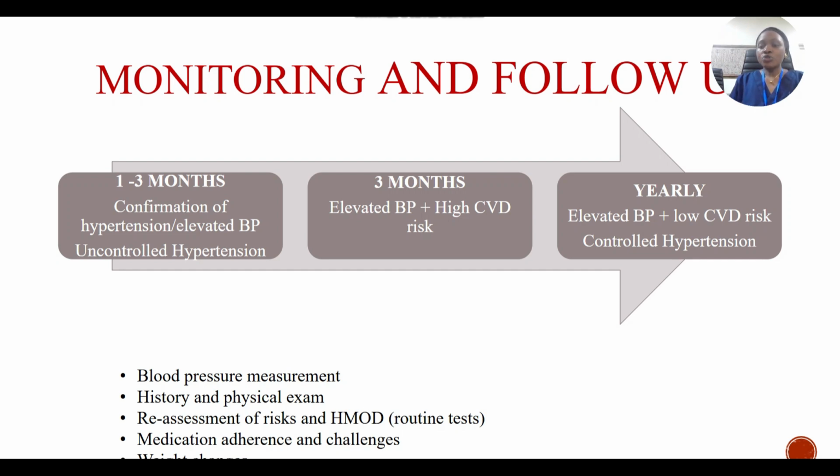For other people with controlled hypertension, or a patient with elevated blood pressure and low CVD risk, yearly follow up is adequate. Now, what are the parameters we're looking at during follow up? During follow up, you want to measure their blood pressure and also compare it to their home readings. Take a history and physical examination for any new symptoms. You want to reassess their cardiovascular risk, and see if there is any hypertension mediated organ damage that we need to address.